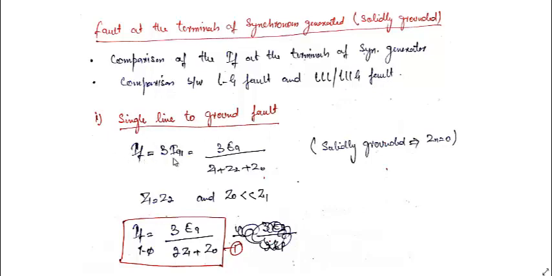Let's first see the single line to ground fault, what is the magnitude of the fault current. Fault current is given as 3 times IA1, and IA1 is equal to EA divided by Z1 plus Z2 plus Z0. Here Z1 is equal to Z2, usually the case in most cases. Here Zn is equal to 0 because it is solidly grounded, that means directly grounded by a simple wire. So the fault current for a single phase will be 3 times EA divided by 2 times Z1 plus Z0.